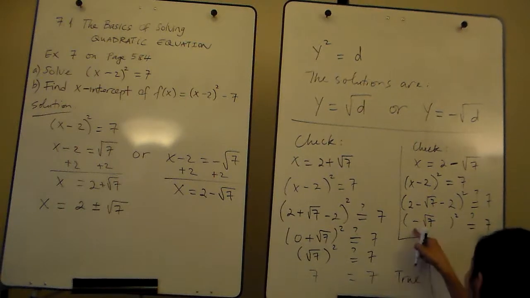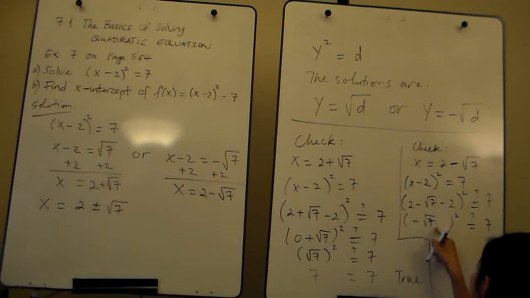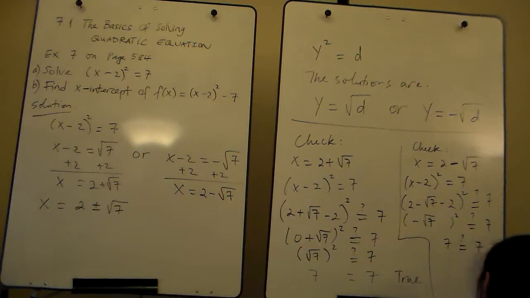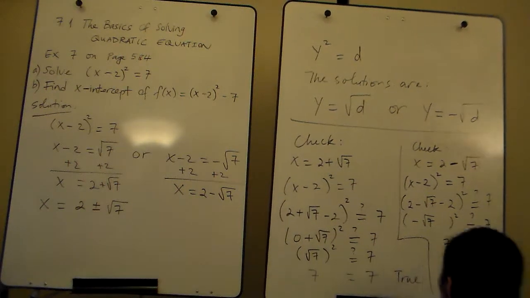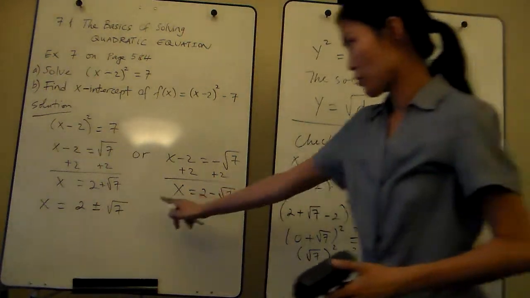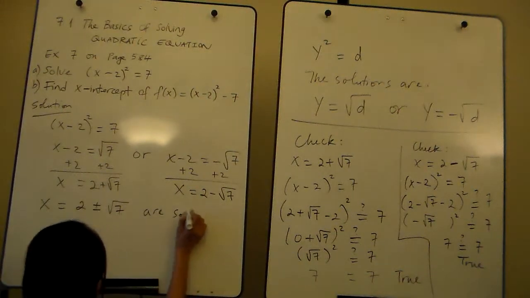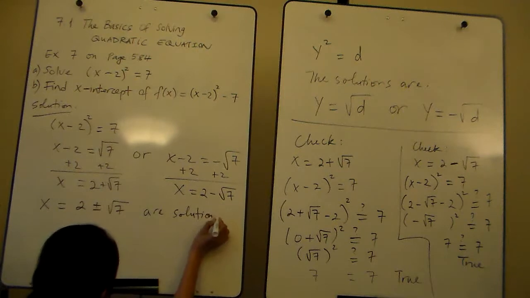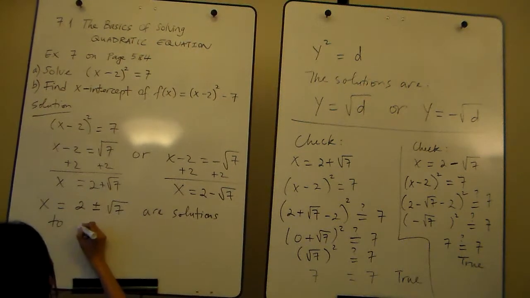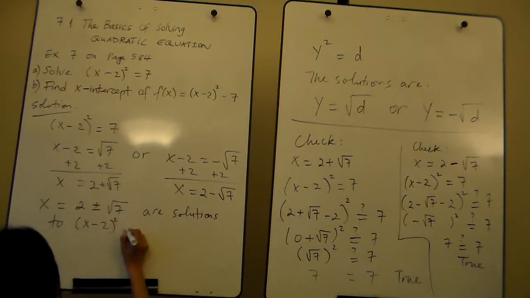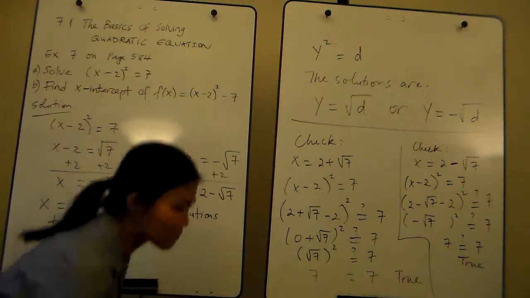And a negative squared is positive, okay? And the square root of 7 squared is 7. So it turns out 7 equals 7, which is true. So that means these two are solutions to the equation (x - 2)^2 = 7.